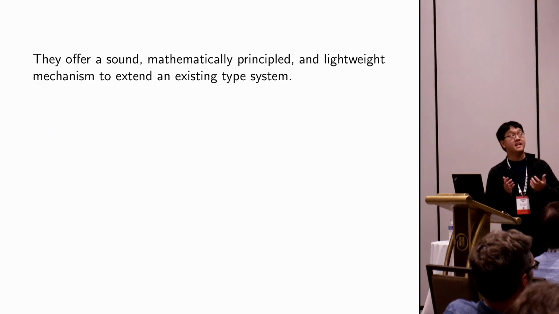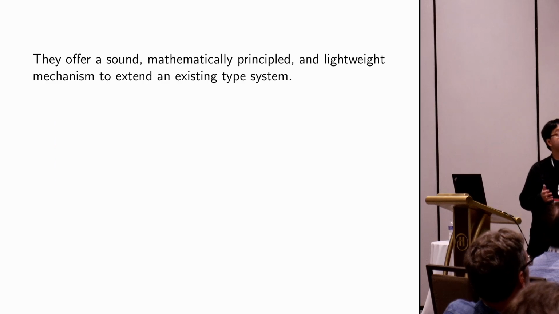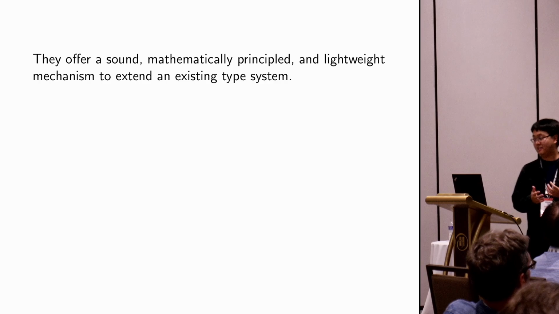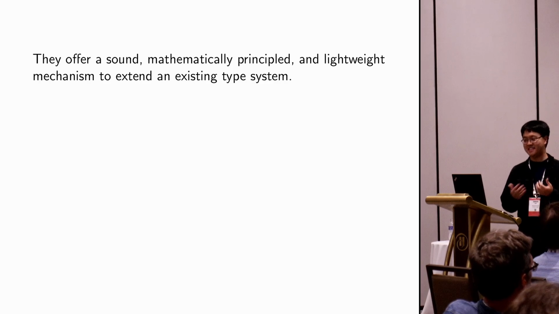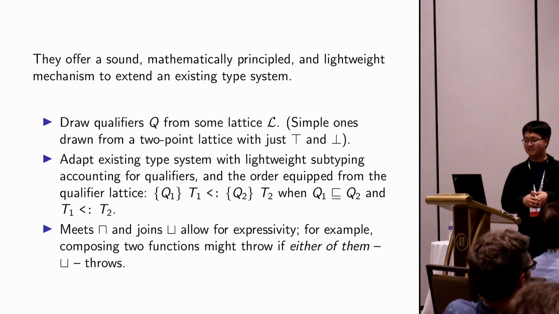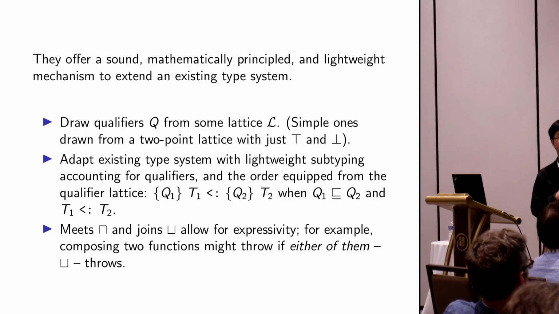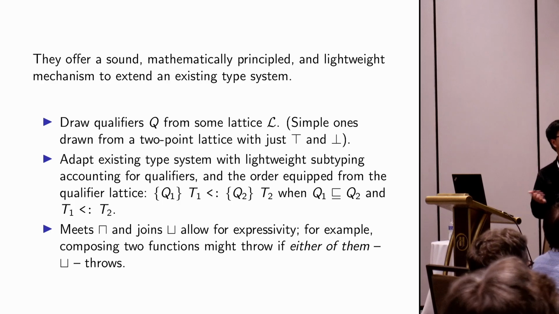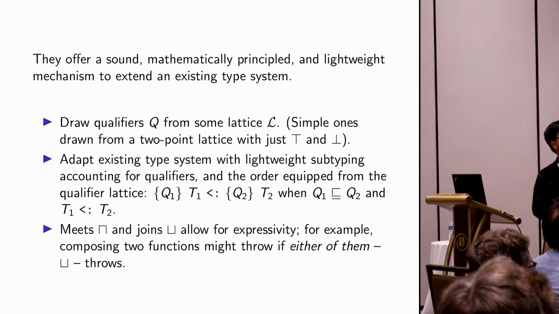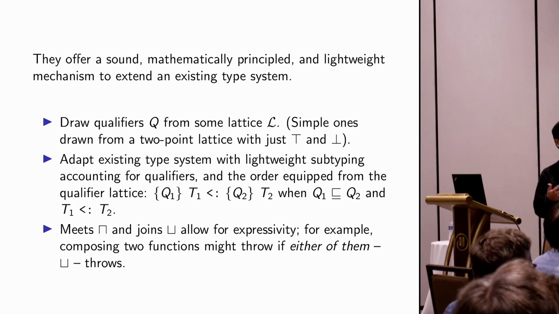So why do we use type qualifiers? Well, they offer a sound, mathematically principled, and lightweight mechanism to extend an existing type system. Qualifiers, as Foster pointed out, have this nice lattice structure, so you can take your qualifiers from some lattice. For really simple qualifiers like const and non-const, they're just the top and bottom of a 2-point lattice, so that's really handy. You can adapt an existing type system with the lightweight subtyping that you want from type qualifiers by exploiting the order equipped from the qualifier lattice.